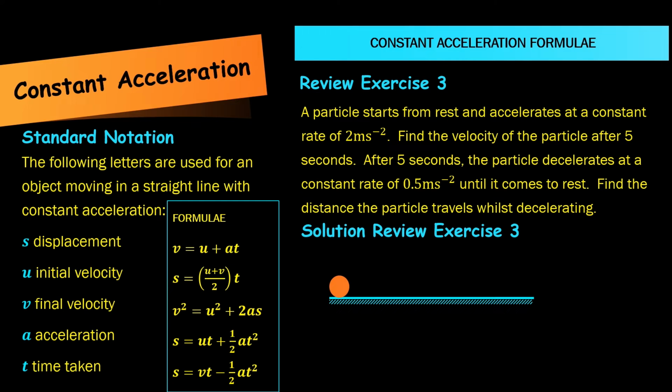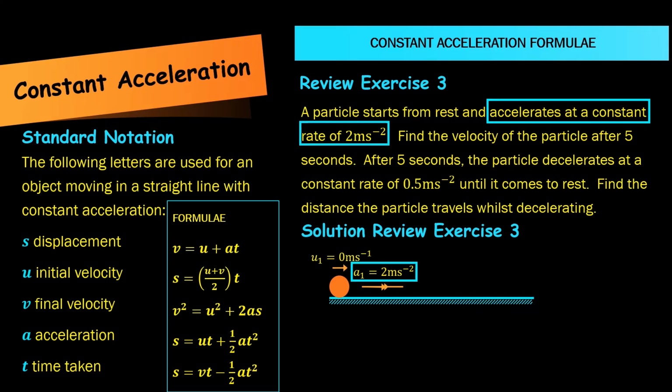Here's our particle. The initial velocity, u1, for the first part of the journey is 0 meters per second because the particle starts from rest. It then accelerates at a constant rate of 2 meters per second squared. So a1, which denotes the acceleration for the first part of the journey, is equal to 2 meters per second squared.